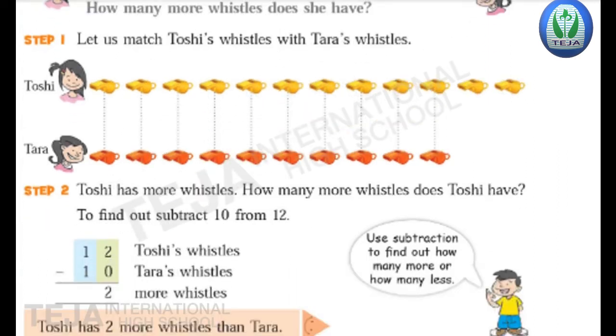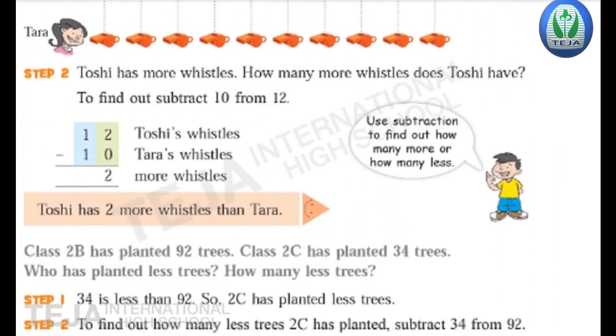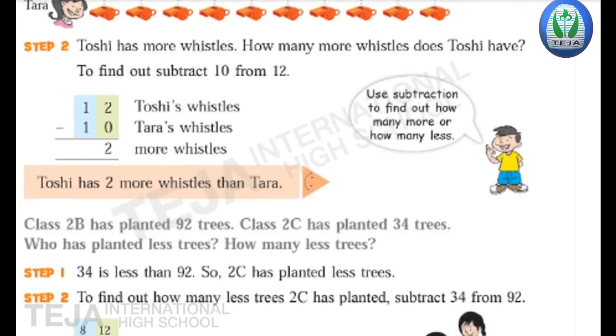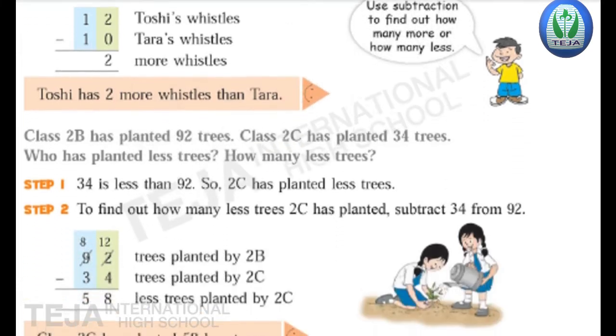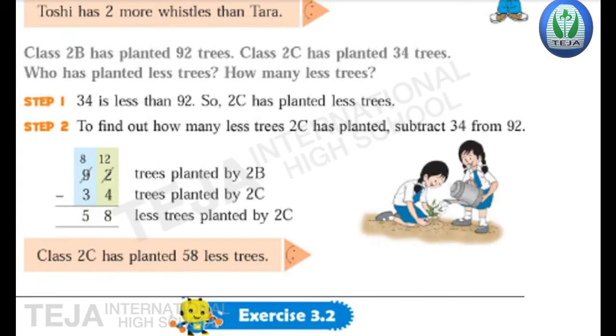Okay children, that is step 1, and in step 2, Toshi has more whistles. How many more whistles does Toshi have? To find out, we have to subtract 10 from 12. That is 12 minus 10 is 2. So Toshi has 2 more whistles than Tara. This is how we use subtraction to find how many more or how many less. So to find the more number or the less number, how will we find? By using the subtraction method.